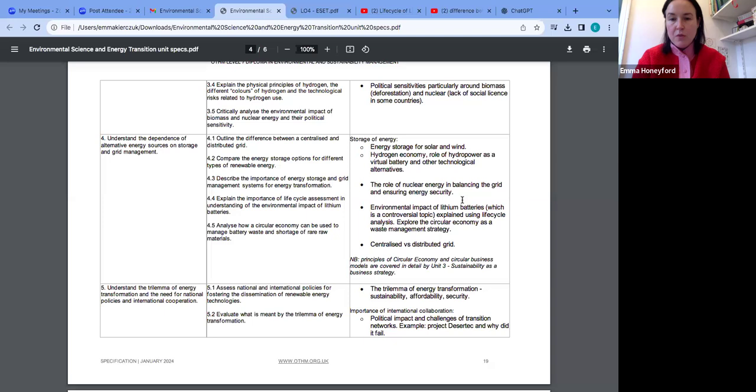And explore the circular economy as a waste management strategy. So encouraging circular economy principles for the energy sector is massive at the moment. So we'll cover that, and we'll talk around what does it look like to have a centralised versus a distributed grid, and what challenges that will present.